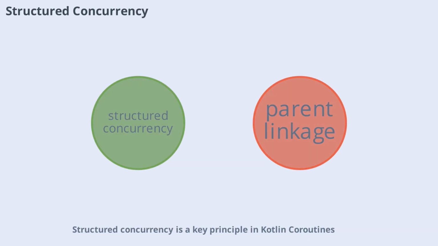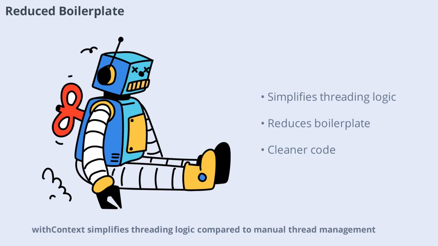Structured concurrency is a key principle in Kotlin Coroutines, and withContext supports it by ensuring the coroutine's context remains linked to its parent. This linkage allows for proper cancellation and error propagation, making it easier to manage complex workflows and maintain application stability. withContext simplifies threading logic compared to manual thread management. Instead of writing complex code to switch threads and handle synchronization, you can use withContext to handle context changes seamlessly. This reduces boilerplate and makes your code cleaner and easier to maintain.